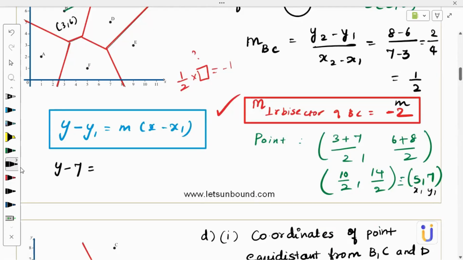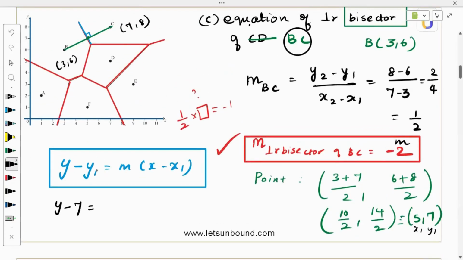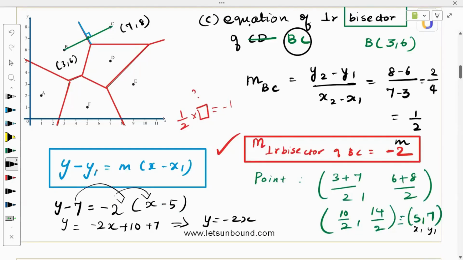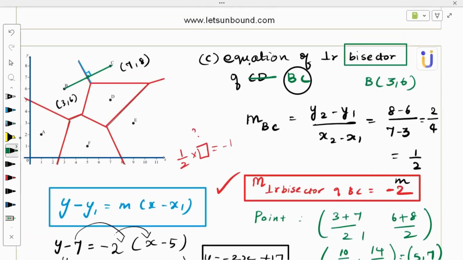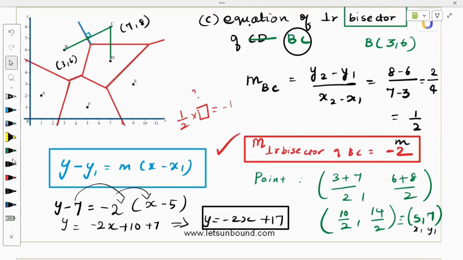Y minus 7 is equal to m is -2 into x minus x1 is 5. So y is equal to, you take this inside, -2x plus 10, and this -7 will switch, it will go +7. So finally, you will get y equal to -2x plus 17. This completes the problem. So what is this actually? Equation of the perpendicular bisector of BC. Also, we already did equation of perpendicular bisector of CD. CD was quite easy, but this is also easy, but quite lengthy.